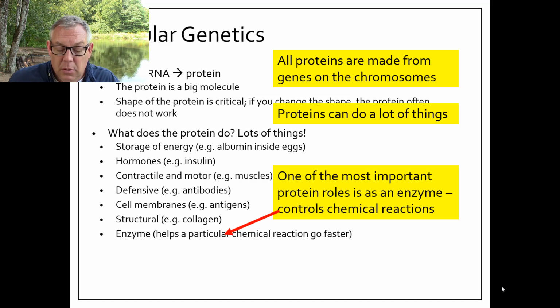And so those enzymes that are produced from your genes control all those chemical reactions that make you you. You are just a bunch of chemical reactions. And those chemical reactions have to keep going to keep you going. And these enzymes help those reactions go. And where do the enzymes come from? They're proteins made from your genes. So this is how we're linking chromosomes to actual traits, how we link the genotype to the phenotype.